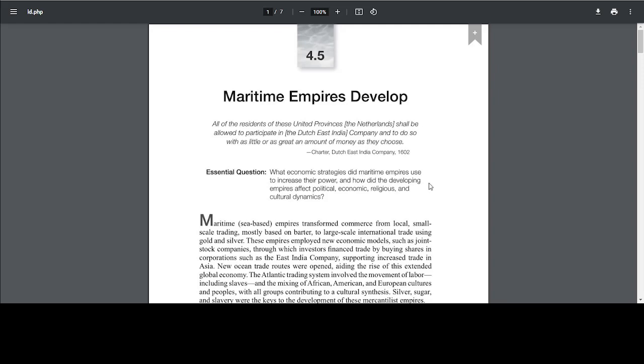Today we're going through another AP World History AMSCO reading, where today we're reading Chapter 4.5, Maritime Empires Develop. Now, without further ado, let's get into the chapter.